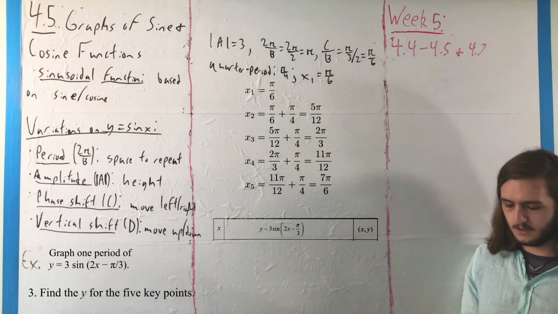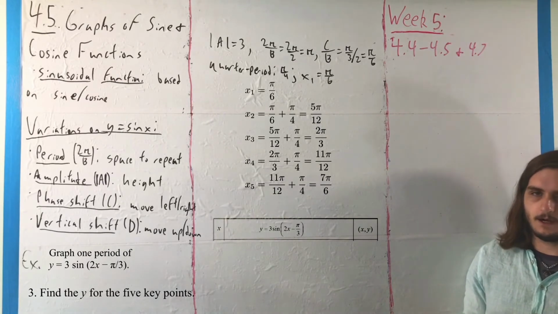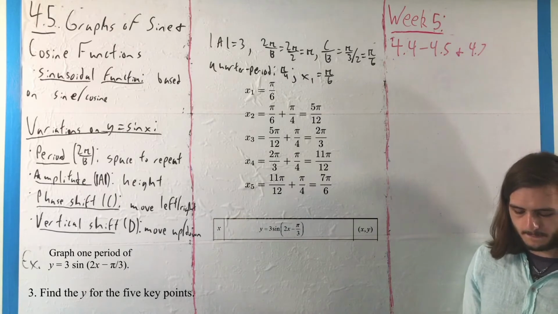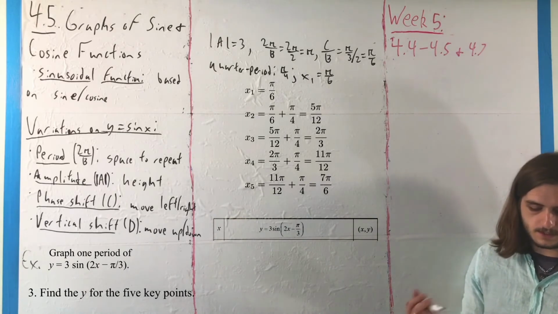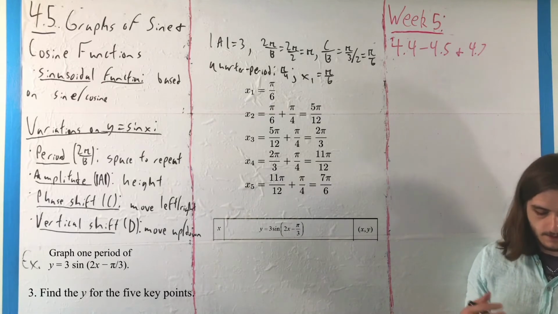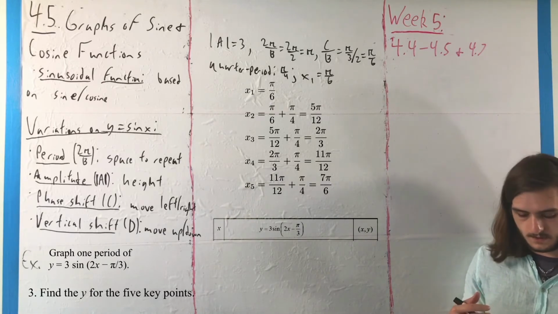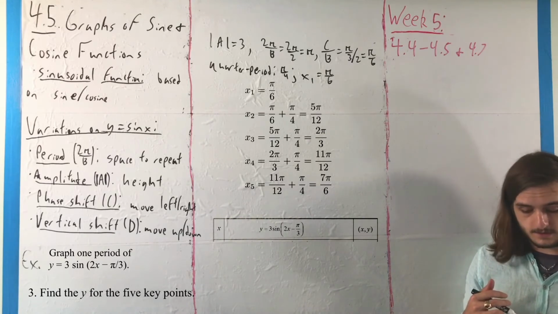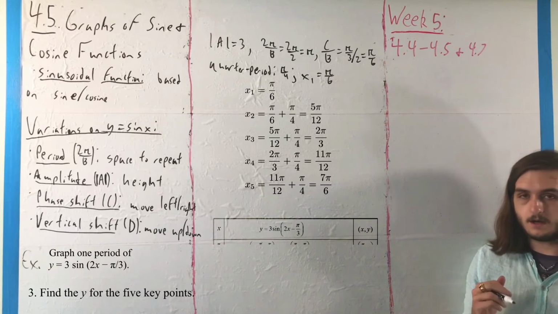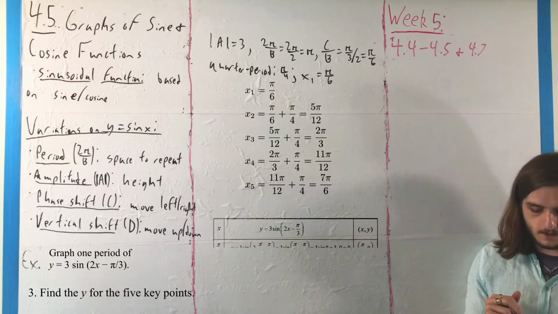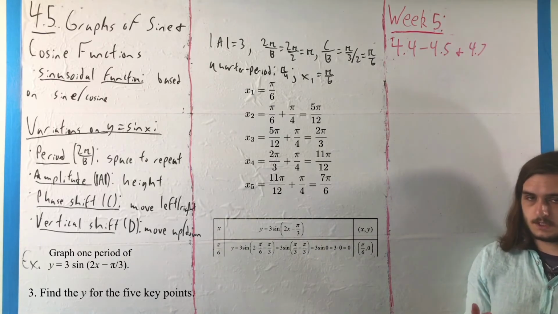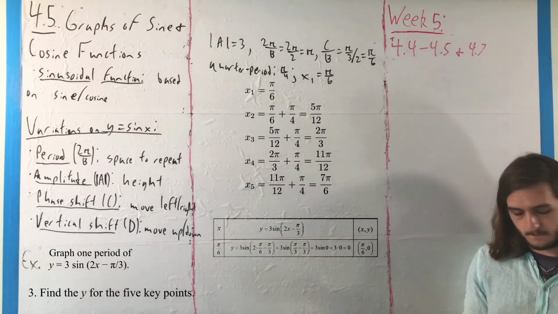function. And I misspoke when I said 2x plus pi over 3. It should be 2x minus when I said that. Apologies. Anyway, for this, we're going to be plugging in values of pi over 6, 5 pi over 12, 2 pi over 3, 11 pi over 12, and 7 pi over 6, where at pi over 6, we would have 3 sine of 2 times pi over 6 minus pi over 3, which becomes 3 sine of pi over 3 minus pi over 3, or 3 sine of 0, which is 0, because sine of 0 is 0.